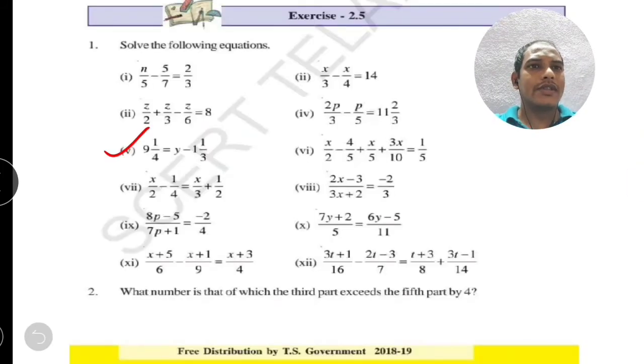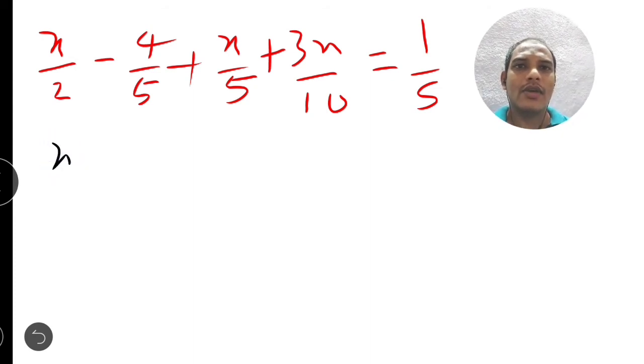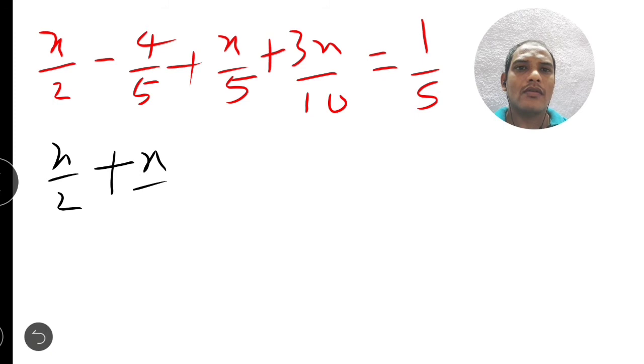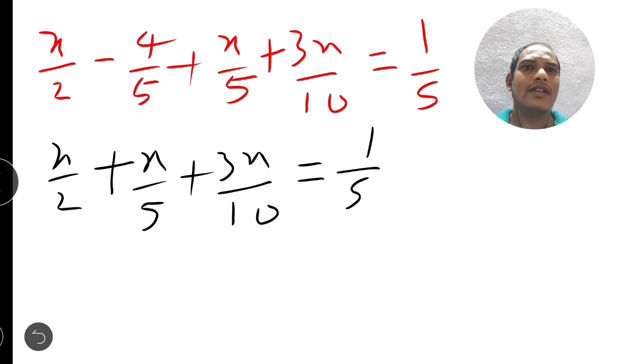Next, coming to sixth problem, x by 2 minus 4 by 5 plus x by 5 plus 3x by 10 equals to 1 by 5. So here variables are left side, but one constant is in the left side, so you transpose to RHS side. So x by 2 plus x by 5 plus 3x by 10 equals to 1 by 5. So minus 4 by 5 transpose to RHS side, then it will become plus 4 by 5.